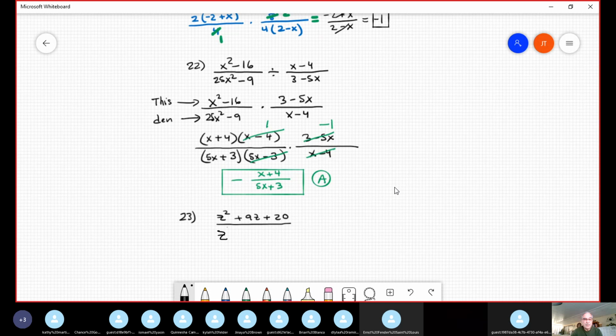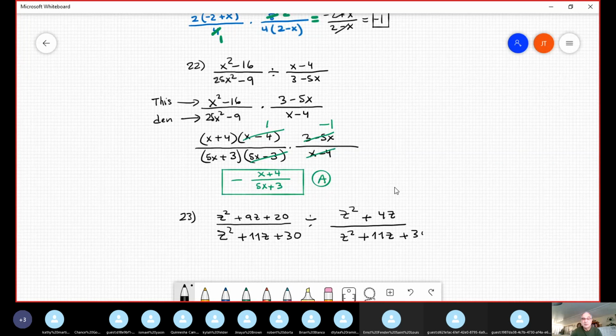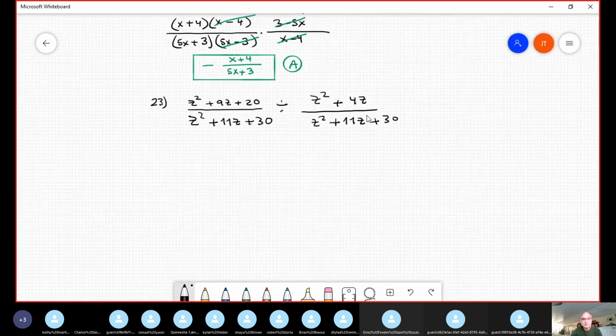C squared plus 11c plus 30, division, c squared plus 4c, c squared plus 11c plus 30. Okay, let me make it zoom again.